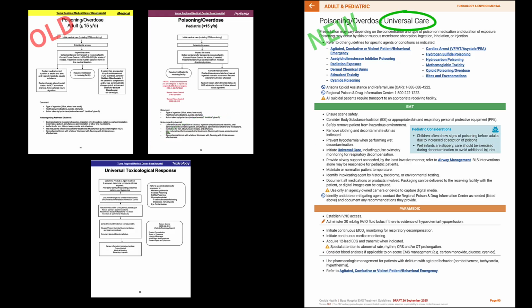As with the Universal Care Guideline that we talked about back in the General Medical section on a different video, the Poisoning and Overdose Universal Care Guideline sets the stage for all toxicology and environmental emergencies. Whether it's a stimulant overdose, opioid poisoning, pesticide exposure, or a hydrocarbon inhalation, this is the core approach that we're going to build from. Other guideline pages will link back to this page, so we don't have to repeat basic information every time.